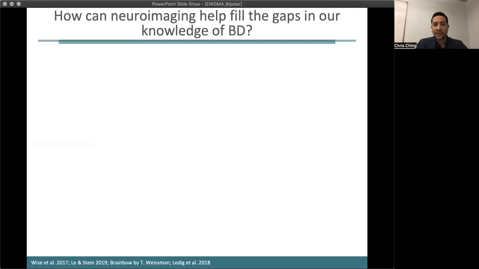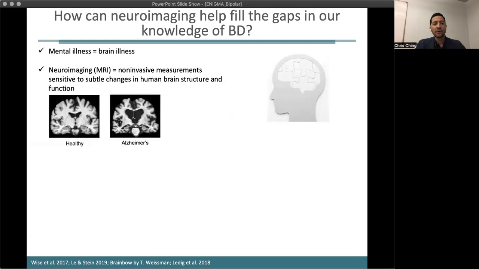So how can neuroimaging help us fill in the gaps in our knowledge of bipolar disorder? Mental illnesses are brain illnesses, and if we want to study how bipolar disorder works, we need to look at the human brain. And so neuroimaging offers a safe, non-invasive way of measuring subtle changes in the human brain.